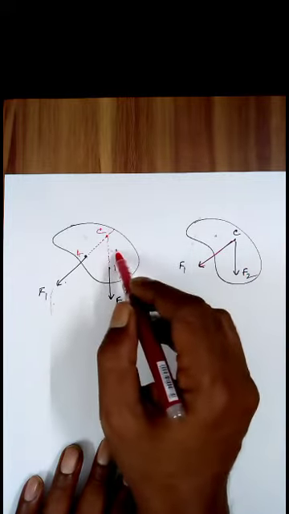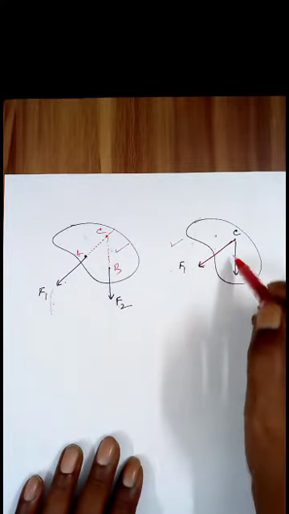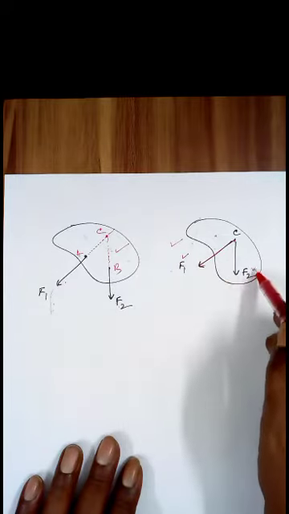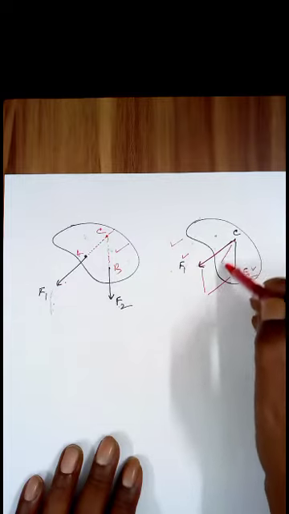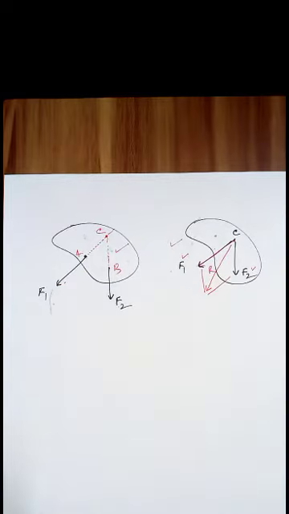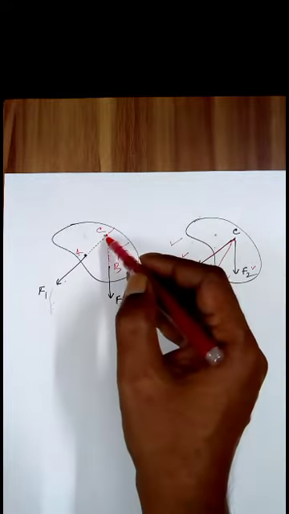So this can be replaced by this, and again, since these two forces are starting from the same point, you can replace F1 and F2 by their resultant force. You can replace F1 and F2 by the resultant force, but acting from the point C, right, which is the same thing as this.